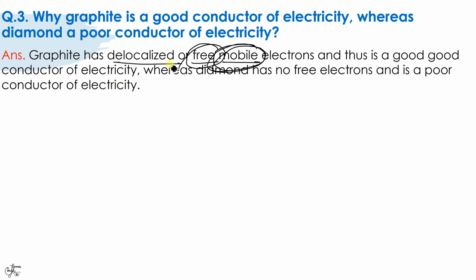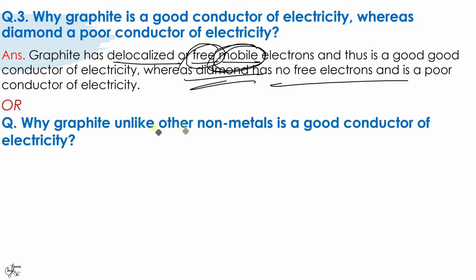Why is diamond a poor conductor? Because diamond has no free electrons. All 4 electrons are bonded. Right? The same question can be put up in this format. Why graphite, unlike other nonmetals, is a good conductor of electricity? I told you nonmetals are generally poor conductors of electricity. Exception is graphite. Why? Because it has free electrons to conduct electricity.